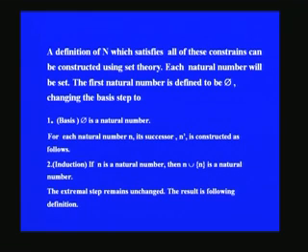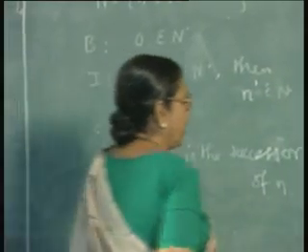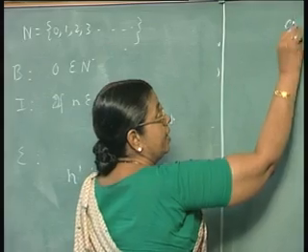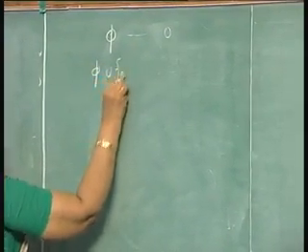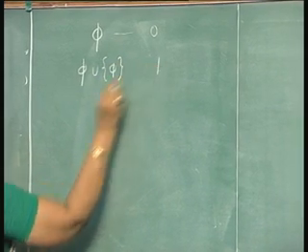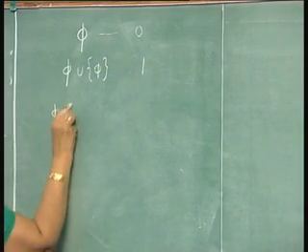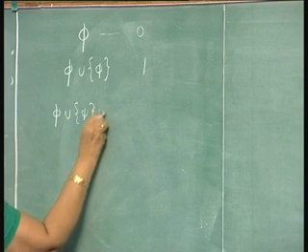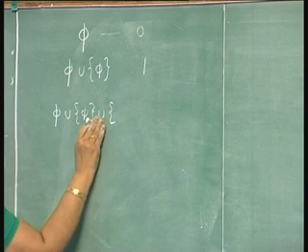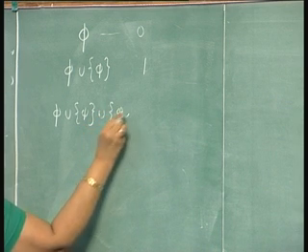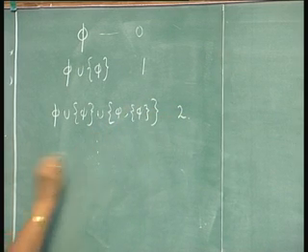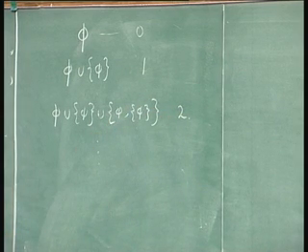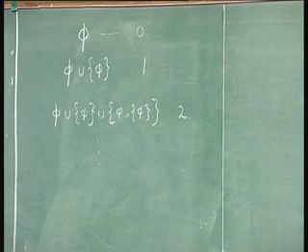So, we come to this definition. Actually, the set of natural numbers is defined using sets like this. Phi denotes 0, then phi union phi denotes 1, then phi union phi union phi comma phi, this denotes 2, and so on. Like that you can represent the natural numbers using sets.